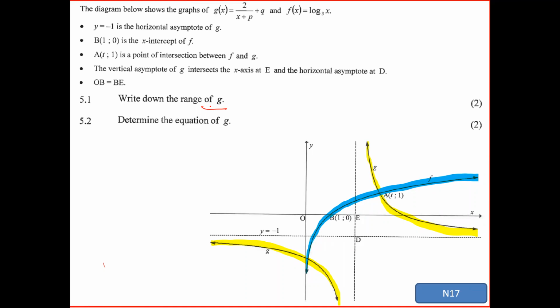Okay, range is y. So for a hyperbola, it's going to be y is an element of reals and y not equal to the asymptote. And if you look at the y asymptote, the y asymptote is actually y equal to -1. And there we have our range.